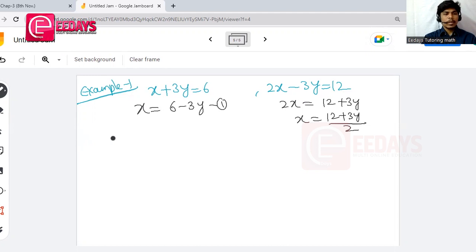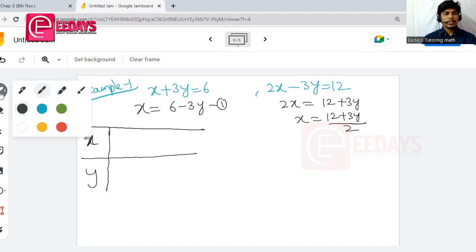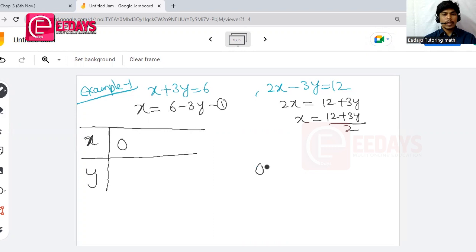Okay, let's draw the table. Let's take an x value here and you'll get the y value. It's up to you what values you take. So if you take x is equal to 0, let's substitute x is equal to 0 here: 0 is equal to 6 minus 3y. I'm doing this here for your rough part. Or else we'll do it like each and every part, then you can understand in a better way.